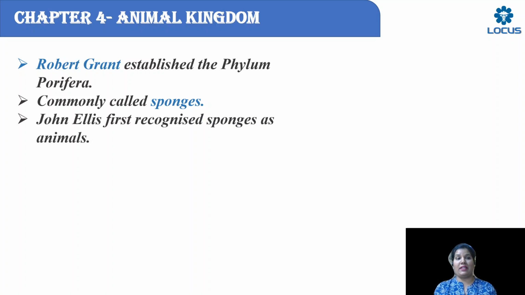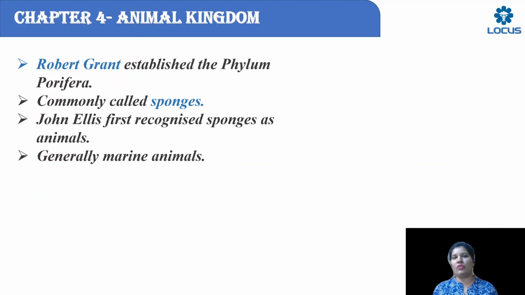Now there's another scientist, and his name is John Ellis. John Ellis is the first person to recognize sponges as animals. Children, before this scientist, all others believed that poriferans or sponges could be plants, because one point about sponges is that they don't move, they are non-motile. Since they are attached and non-motile, they were considered plants. But this is the first person who did a detailed study and research, and then he said, no, sponges are not plants, they are animals. And they are generally marine.